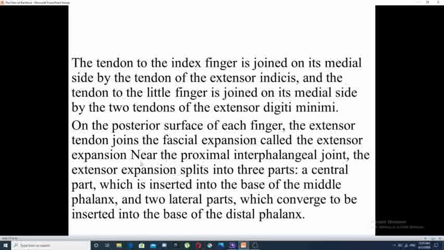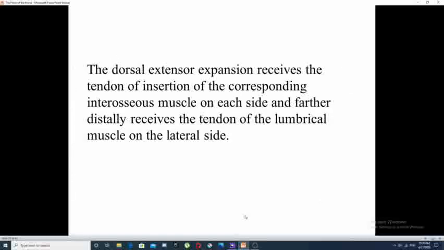And this expansion will split into three parts. The central part is inserted to the base of the middle phalanx. The lateral two parts are inserted to the base of the distal phalanx. The dorsal extensor expansion also receives the tendons of insertion of the interosseous muscles and lumbricals.